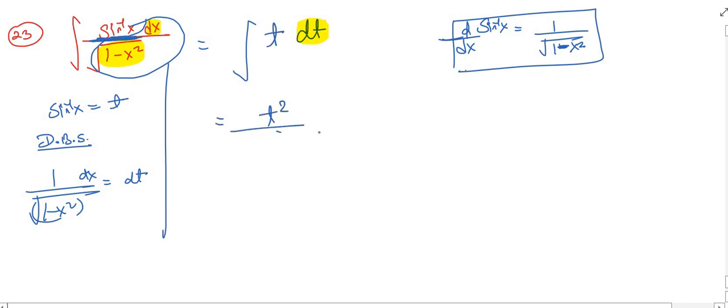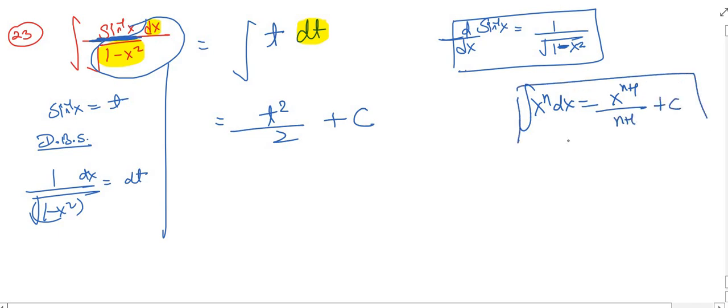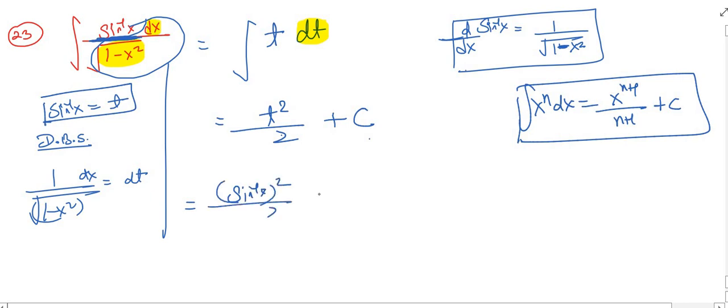So integration is t square by 2 plus c, ठीक है. We can use this formula, इधर देखिए x raised to power n dx is x power n plus 1 by n plus 1, by this formula we will get this. t क्या था, t was this, so it is sine inverse of x whole square by 2 plus c.